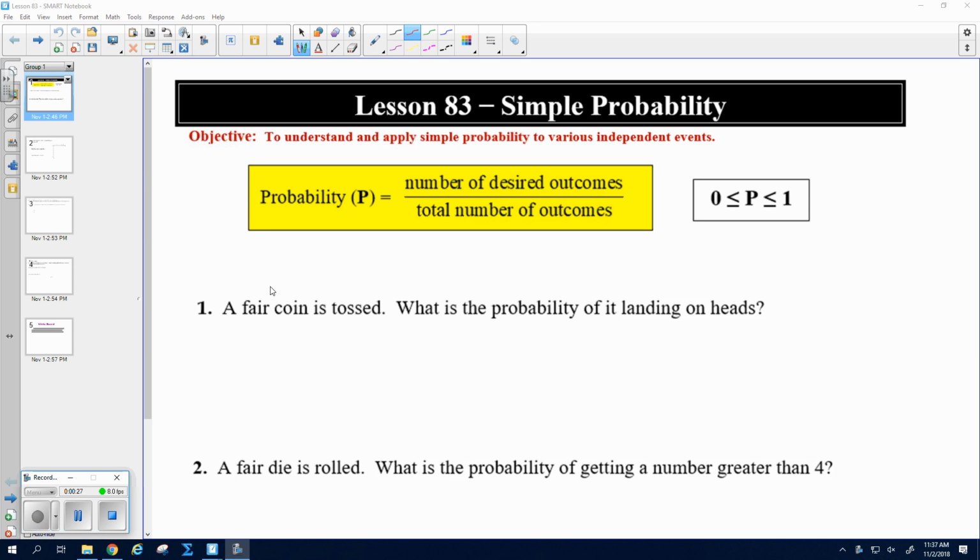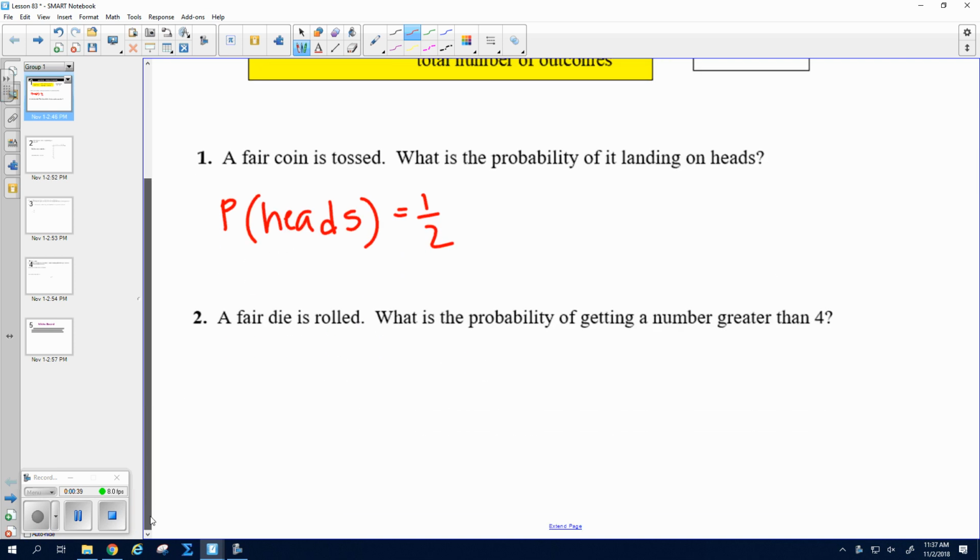Okay? A fair coin is tossed. What's the probability of it landing on heads? So we're just going to say probability of heads. And you're like, boom, 1/2. Thanks, math. I know you guys know how to do that, right?